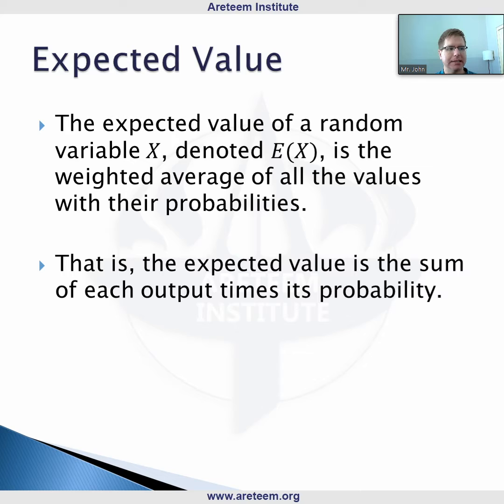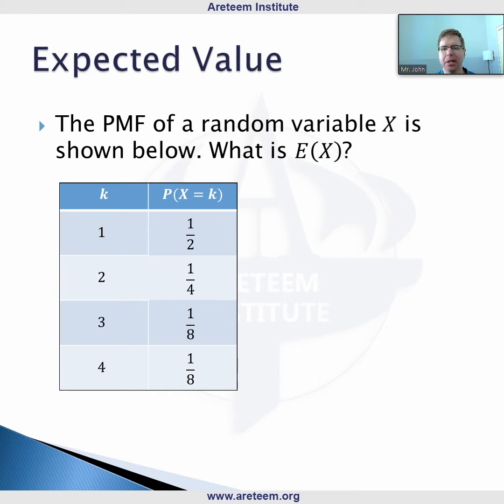So let's see it in action. We're just going to give you a PMF here. We have a random variable with 4 outcomes: you can have 1, 2, 3, or 4. The probabilities are a half, a fourth, an eighth, and an eighth. Again, these 4 probabilities add up to 1. Let's go through the procedure of calculating the expected value.